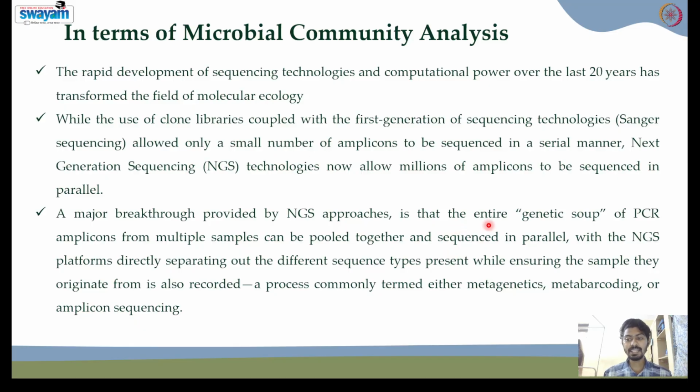It is that the entire genetic soup, which is nothing but the different DNA sequences in a microbial community, can be analyzed in parallel with the help of different sequencing technologies while ensuring the sample they originate from is also recorded. We call this sequencing process amplicon sequencing, metagenetics or metabarcoding. We will be seeing metagenetics in the upcoming slide.